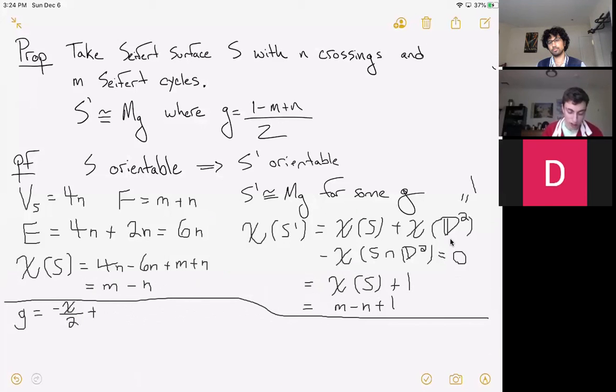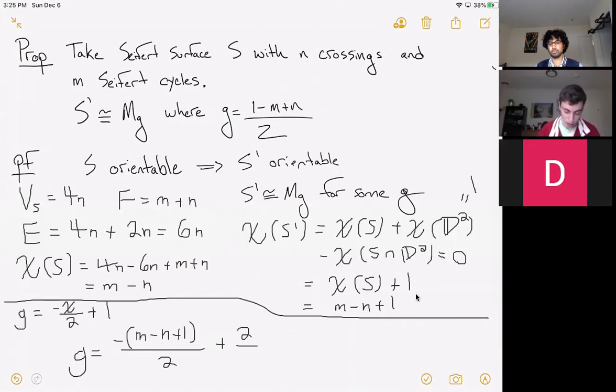And this is really not too hard to show. For example, if chi equals 0, then the genus is 0 over 2 plus 1 equals 1, and we have a one-hole torus. Right, so in this case, our genus is negative m minus n plus 1 over 2 plus, say, 2 over 2, which gives us that g is, in fact, equal to 1 minus m plus n over 2. And that's the proof.